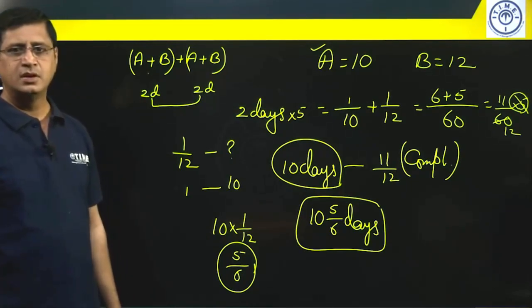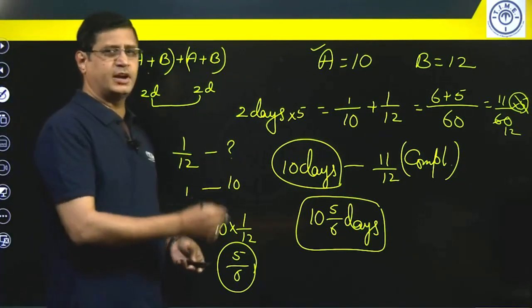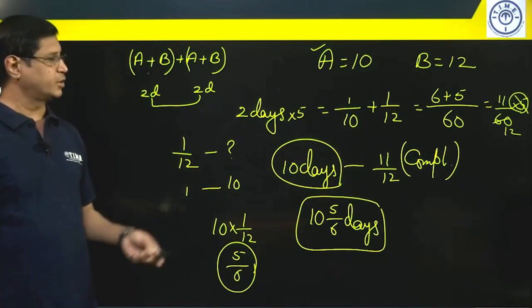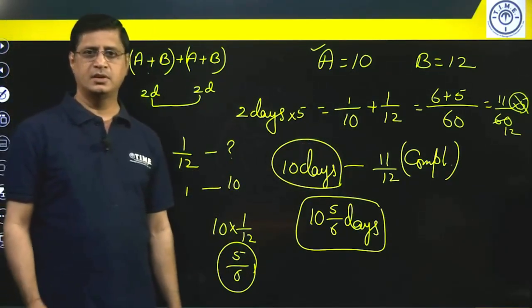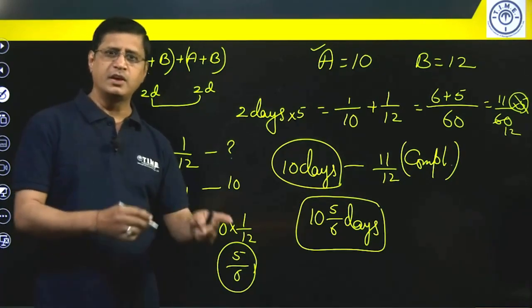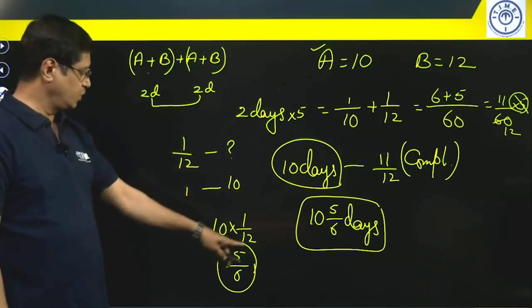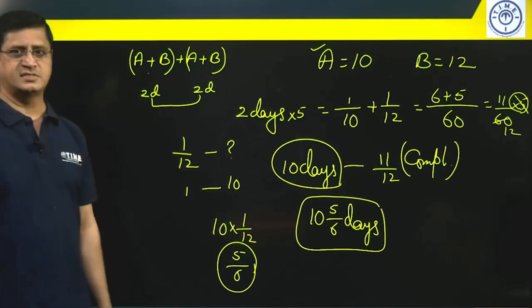Concept-wise, A can do it in 10 days, B can do it in 12 days, which means 1 day work of A, 1 day work of B. By adding these two, we get 2 days work of A and B together, working alternately, beginning with A. Now, by doing the simplification, we got 10 5/6.